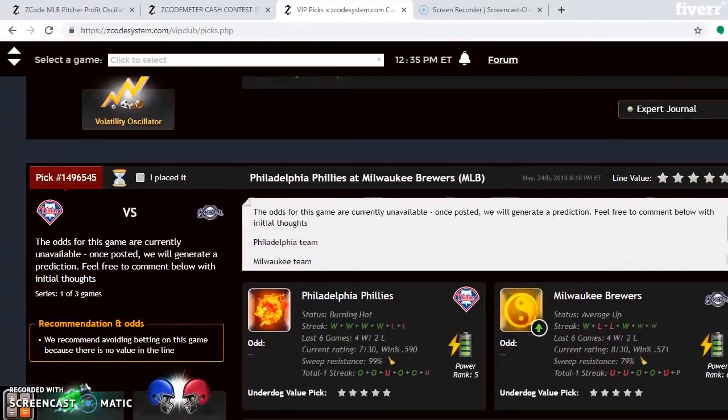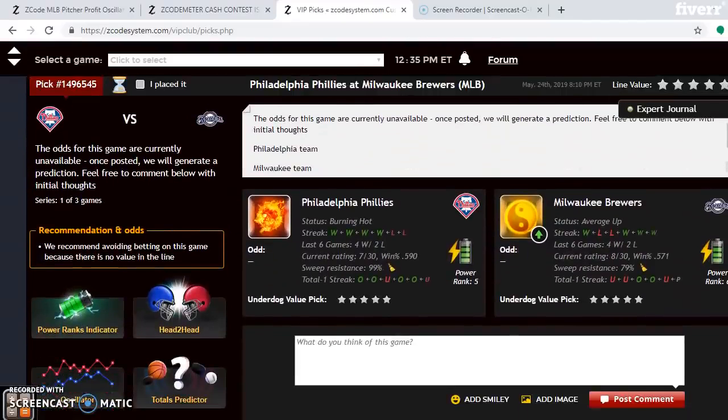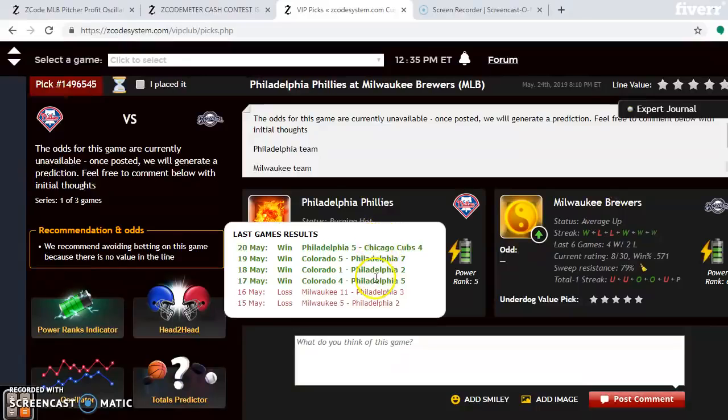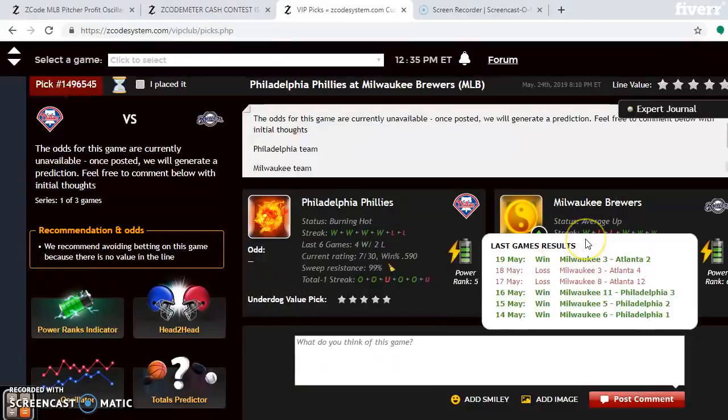We've got the Philadelphia Phillies versus the Milwaukee Brewers. Philadelphia is in first place in the NL East, and Milwaukee is in second place in the NL Central. The Phillies are burning hot. Milwaukee's average. The Phillies have won 4 in a row and 4 out of their last 6. Milwaukee, after winning 3 in a row, actually beat the Phillies in all 3 games the last time they met them. They have lost 2 out of their last 3.